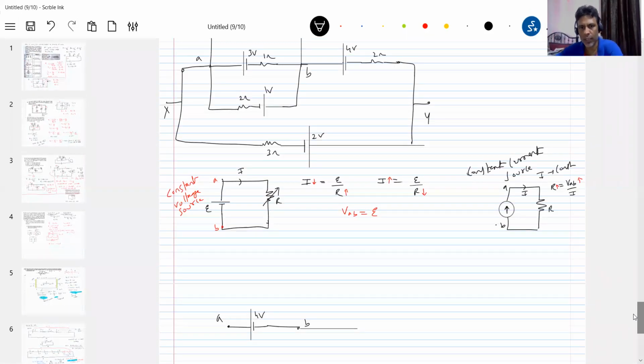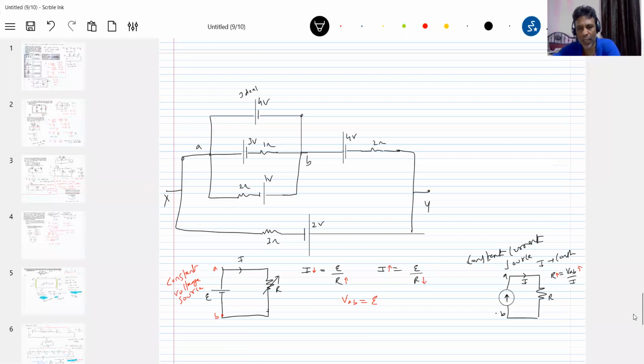This will be 4 volt. Then again, this will come 4 volt. This is 2 ohm. This will be 3 ohm. And this is 2 volt. Now you can ask the question, what happened? Why is there no internal resistance? Anybody?